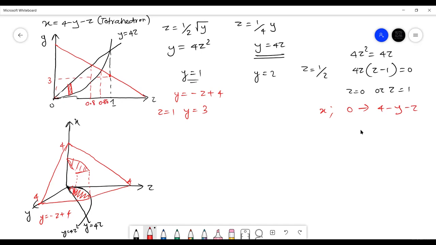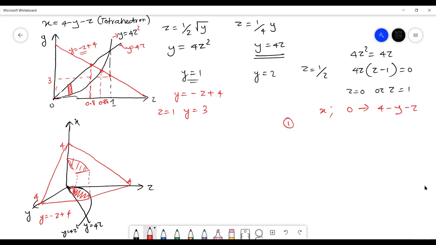The equation of this red line is y equal to minus z plus 4. The equation of this line is y equal to 4z. And this one is y equal to 4z squared. Now y equal 4z and y equal minus z plus 4 intersect here; solving this, you can find 0.8. The y equal 4z squared and this line intersect here, and you can find 0.88. Until this line, the range of y is different. After this line, the range of y is different.